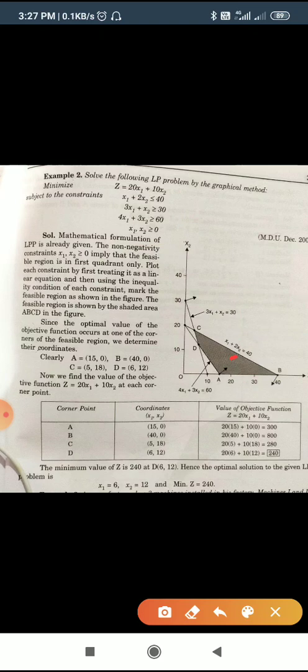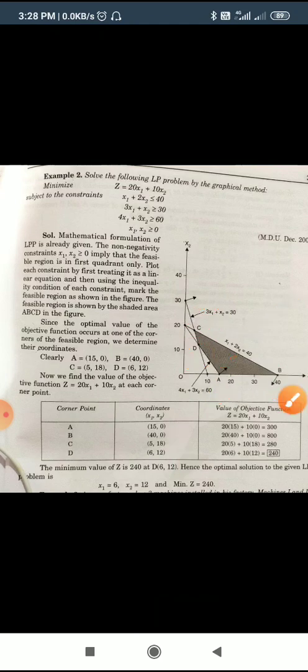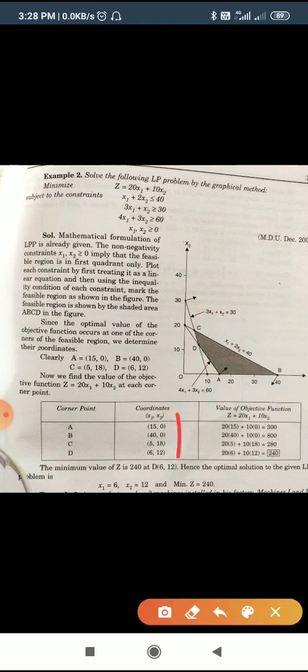Now we go for the next step. We find the corner points of this shaded area. First one is A, second one is B, third one is C, and fourth one is D. And we write the coordinates of these points using this graph. So on these coordinates we check the objective function. Our objective function is minimize z equals 20x1 plus 10x2.